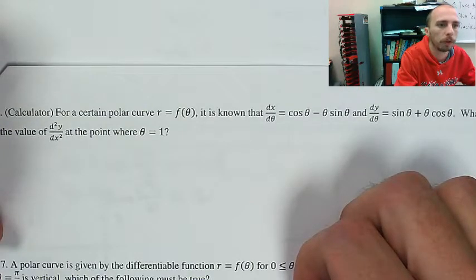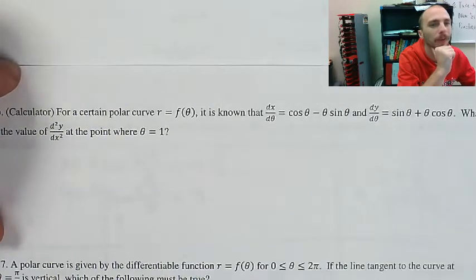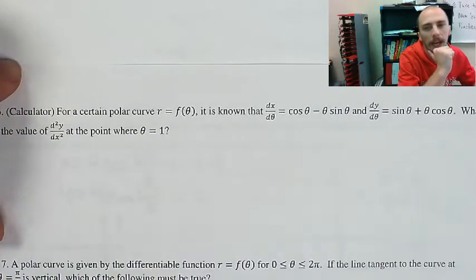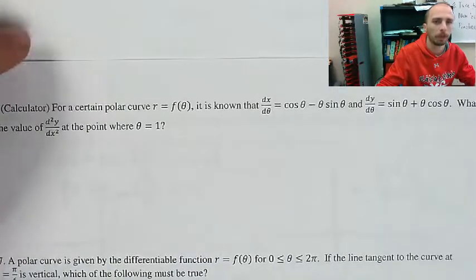So, for a certain polar curve r equals f of theta, it's known that dx d theta is that, and dy d theta is this. What is the value of the second derivative of y with respect to x at the point where theta equals 1? All right, I'm gonna make sure I remember putting this on there.